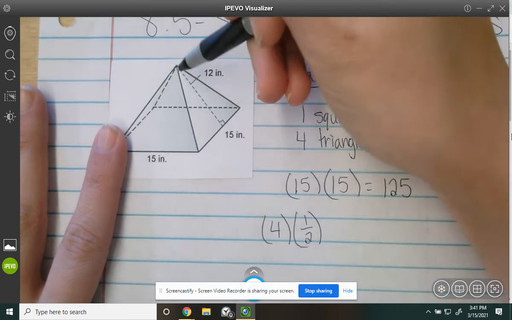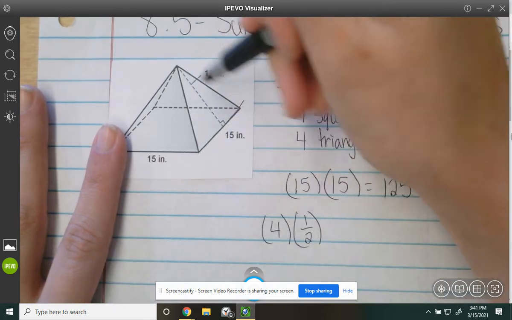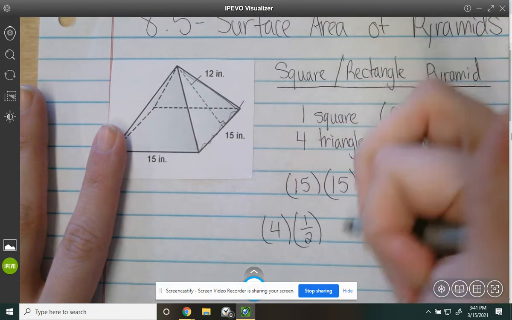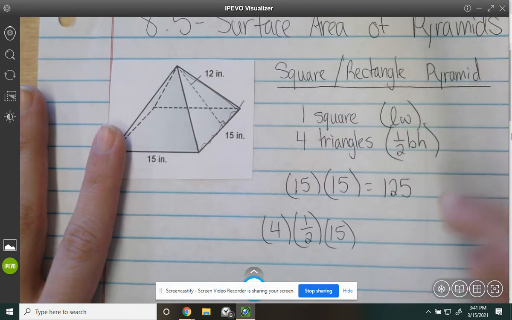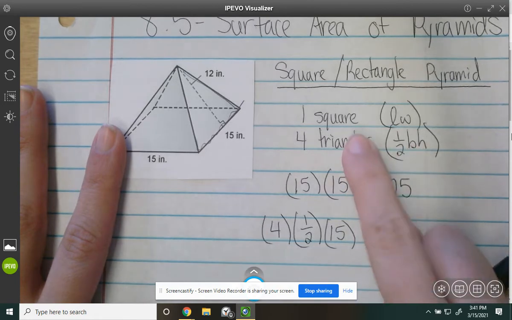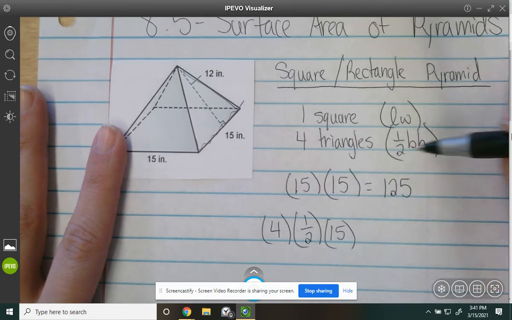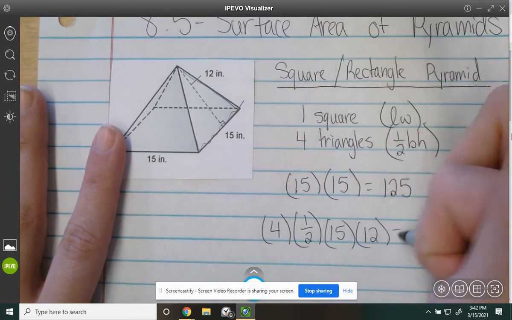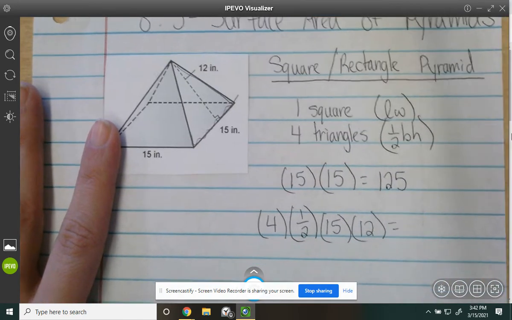And then I'm just looking at this triangle. So whenever I ask what my base is, it's just this number right here, 15. It's not 225 because that was the base of the whole shape. This is just asking for the base of the triangle. And then the height of the triangle is 12. So then I multiply all of those numbers together.